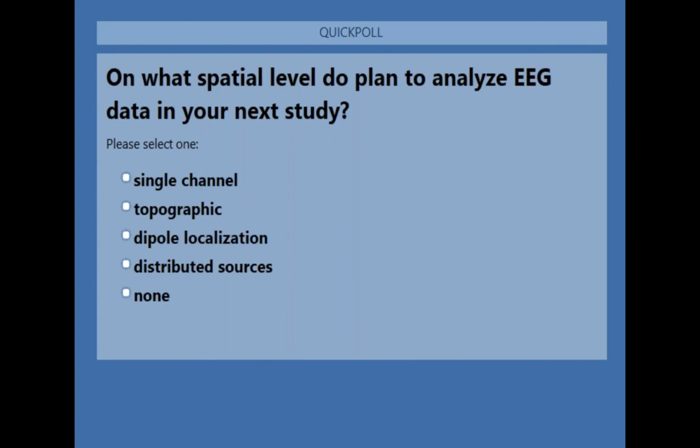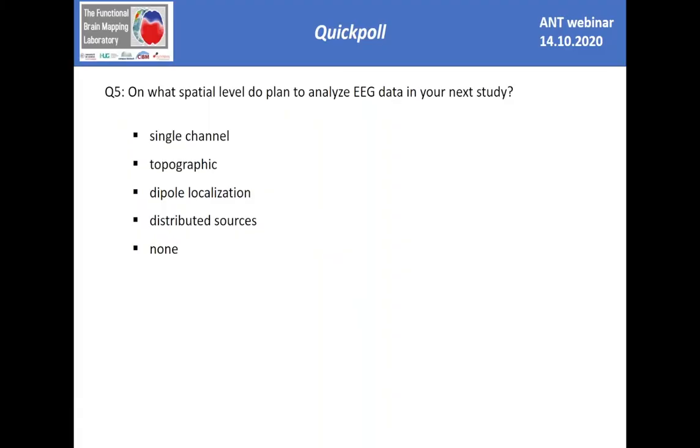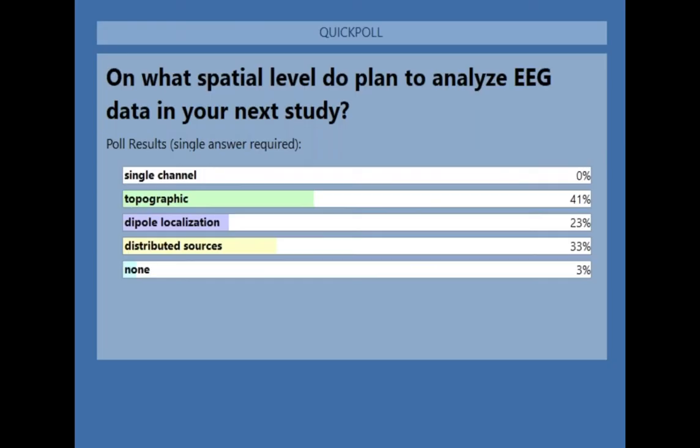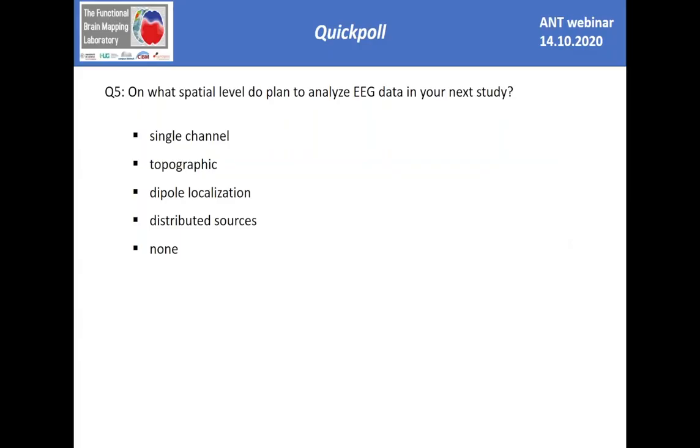All right, so around 60% voted. Let's close the poll and share the results. So it seems that 41% would like to use topographic analysis in their next study, and then 33% distributed sources, 23% dipole localization. Nice, that's very encouraging. Yeah, that's very interesting to see.